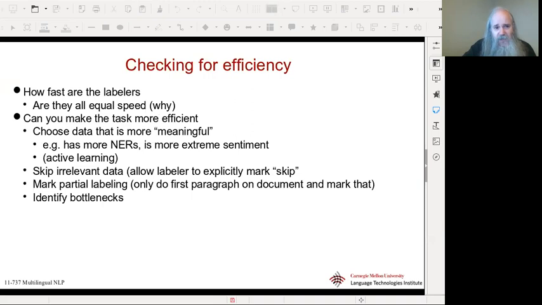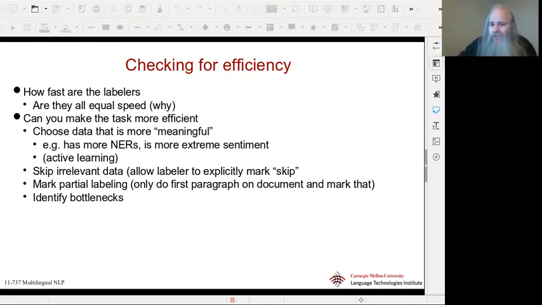Okay. Checking for efficiency is important too. How fast are the labelers? Are they equal speed? Why? The one that's doing it fast, did they find a good way to lay things out on the screen to make things easier, or are they just better, less distracted? Or are they wrong? Okay, all of those are possibilities, but a good idea to investigate why. Because you might be able to make your slower ones faster, or you might be able to make faster ones more accurate.